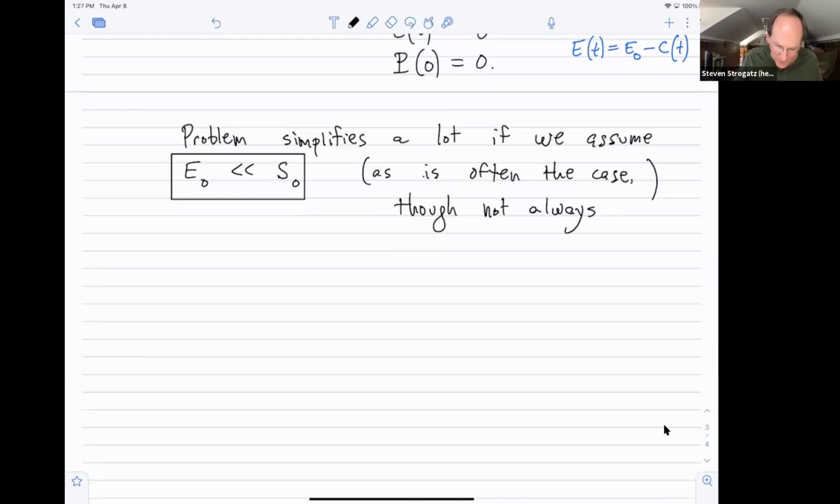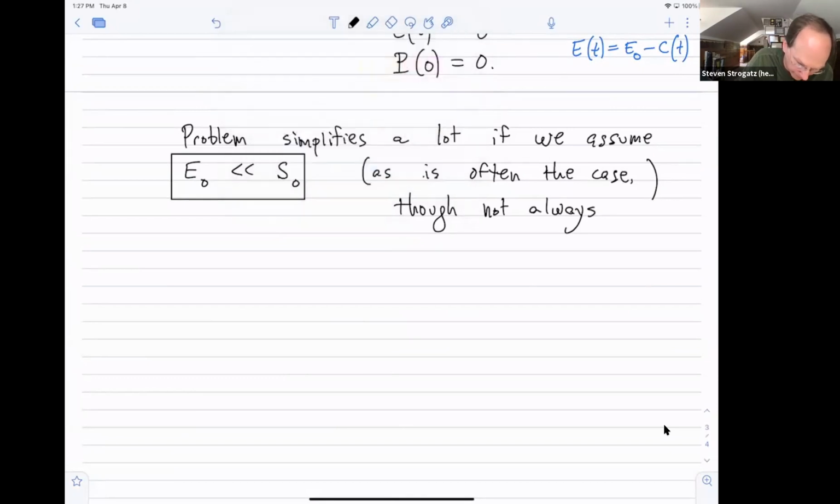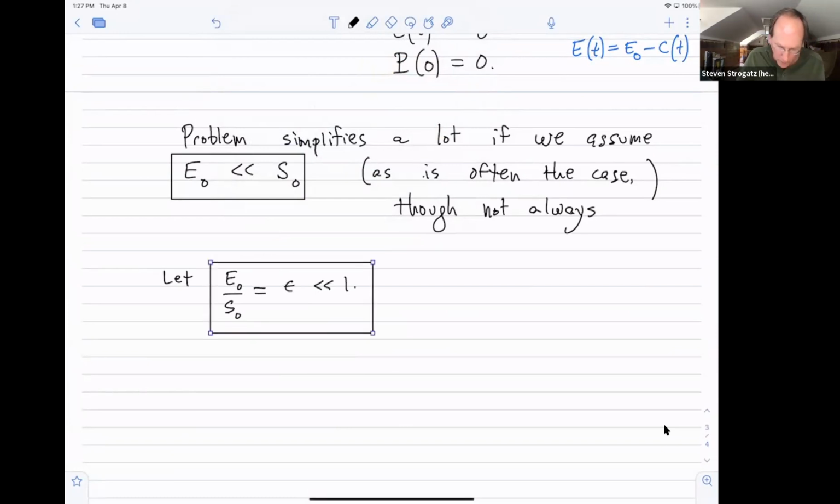Okay. So anyway, I want to make this assumption about E0 much less than S0. And so we're going to introduce a small parameter. Let's let E0 over S0 be epsilon, and we're going to think of it as small.